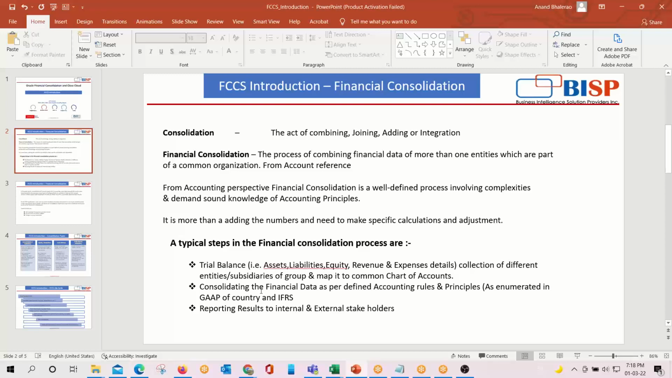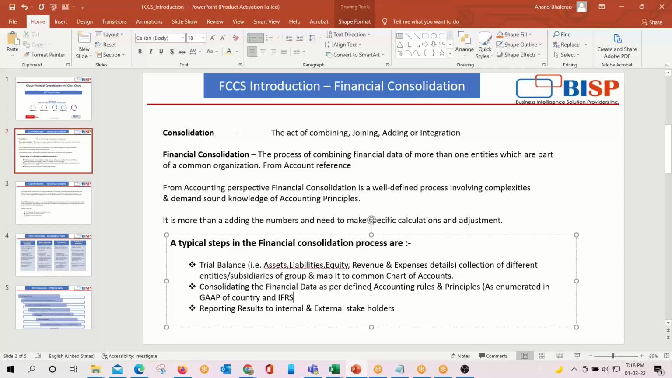The second step is consolidating the financial data as per defined rules and principles, as enumerated in the GAAP of a specific country and IFRS. That is, the generally accepted accounting principles of a country, which generally govern the accounting rules and principles. The third step is reporting these results to internal and external stakeholders.